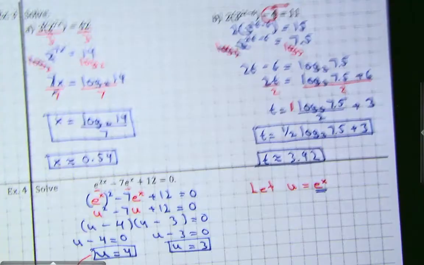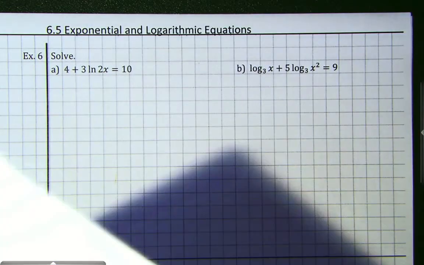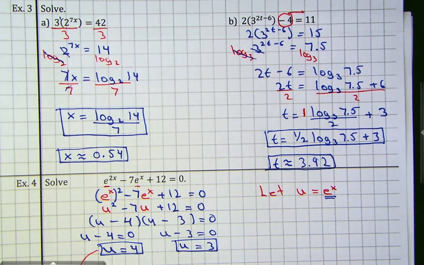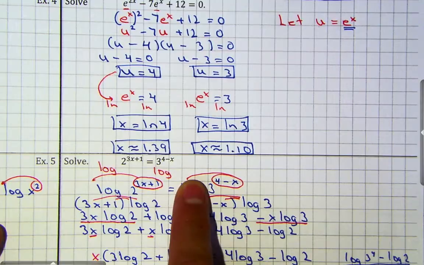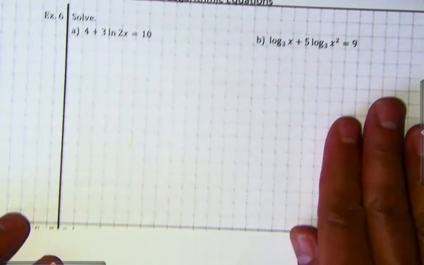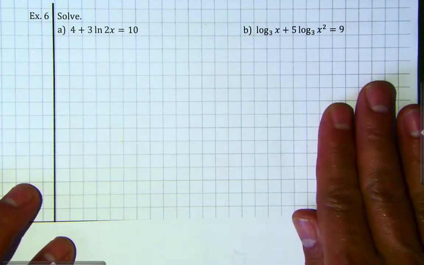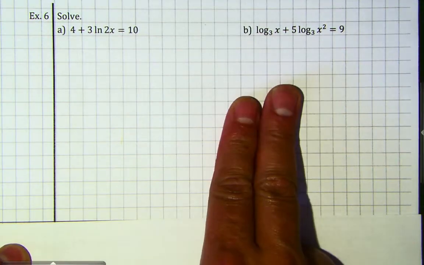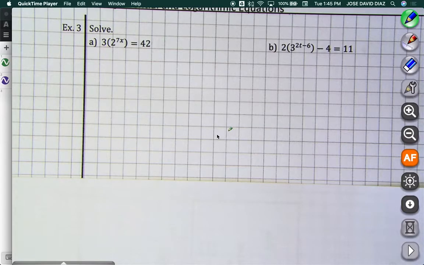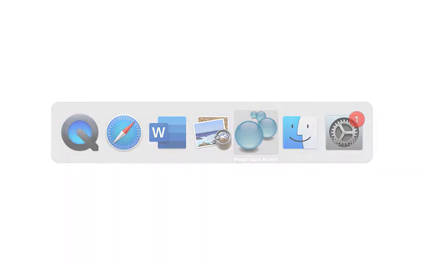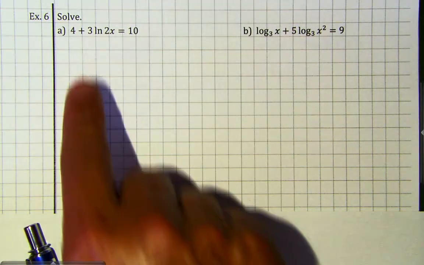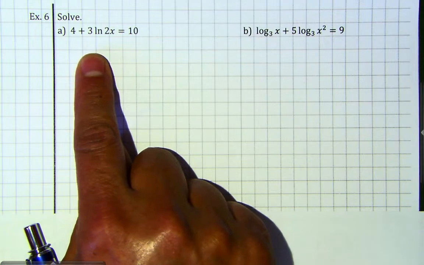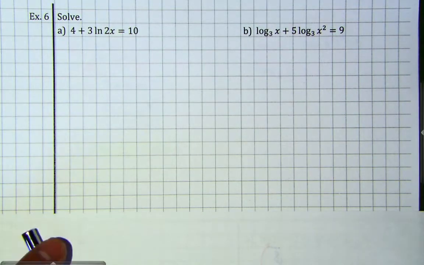Example number 6. So notice that all of the problems that we've been working on, examples 3, 4, and 5, have been exponential functions, so we didn't need to check for extraneous solutions. But now in example number 6, we are working with logs. So therefore, we might end up with extraneous solutions, so we have to double check. So take the time to copy example number 6, and we'll start once you are ready. Go and pause it.